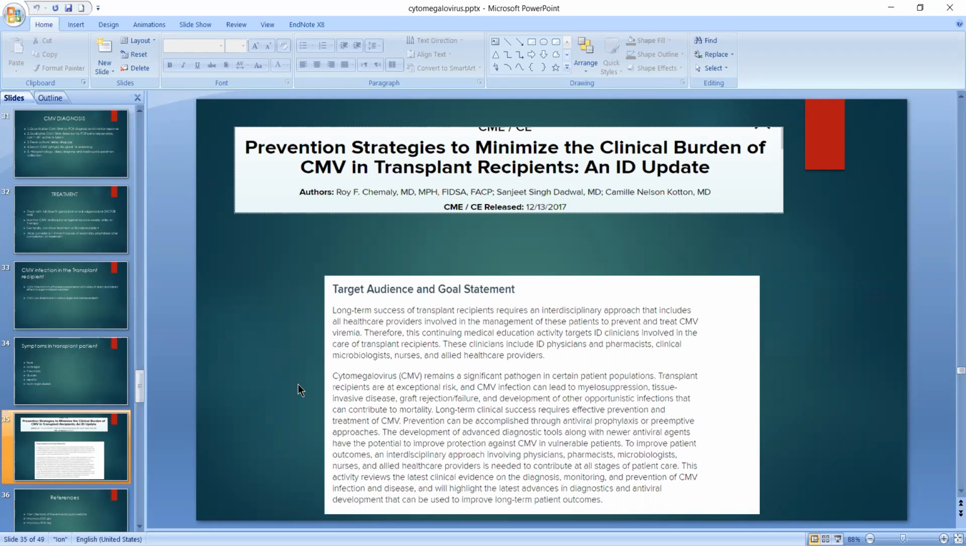Prevention can be accomplished through antiviral prophylaxis or a preemptive approach. The development of advanced diagnostic tools along with newer antiviral agents has the potential to improve protection against cytomegalovirus. To improve patient outcome, an interdisciplinary approach involving physicians, pharmacists, microbiologists, nurses, and allied healthcare providers is needed to contribute at all stages of patient care. This activity reviews the latest clinical evidence on the diagnosis, monitoring, and prevention of cytomegalovirus infection and disease.